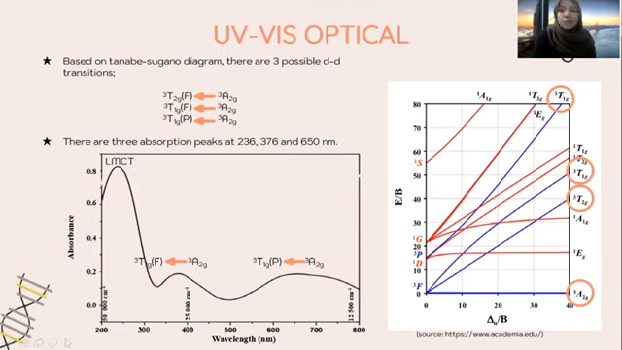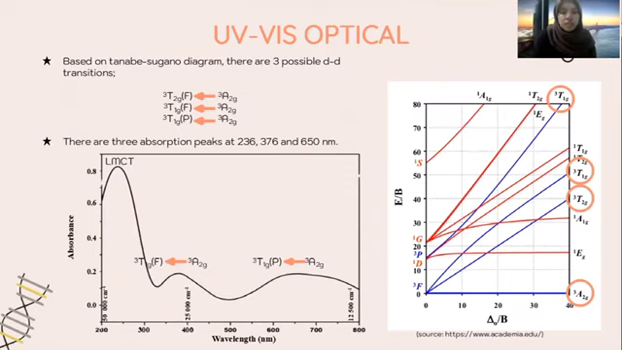The first one is from the ground state of triplet A2G to the highest excited state of triplet T1G. This transition appears at the shorter wavelength because, referring to the equation of energy equals hc over lambda, when the energy of the transition is higher, it will have a shorter wavelength.